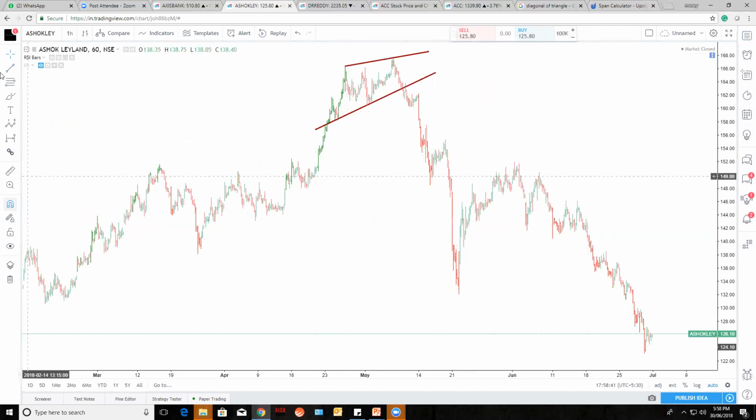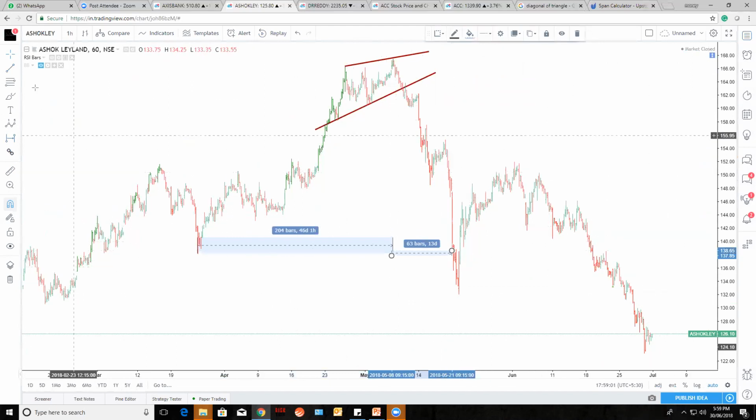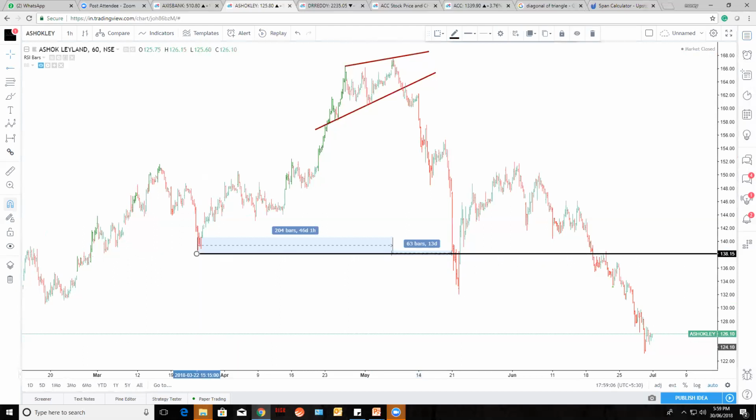Like after the breakout, count the waves. Sorry. From here, let's say here it's a fifth wave. How many days? 204 bars, right? In 46 days. And from here to here, how many bars? 63, right? In 63 bars, it came down.